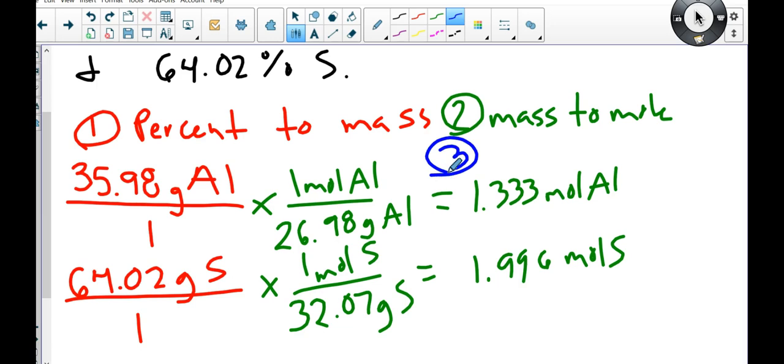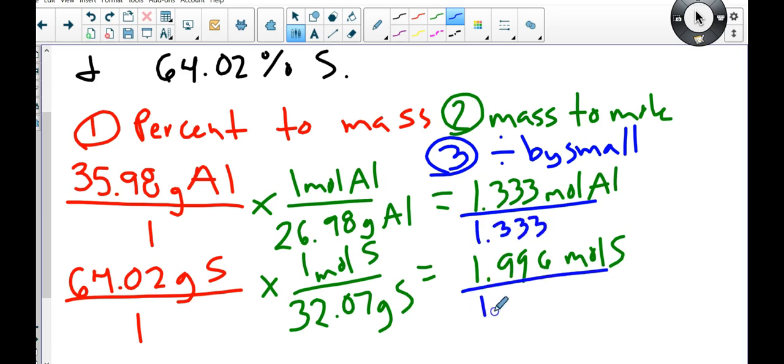What's the next line? Percent to mass, mass to mole. Divide by small. So, what's the smallest number, everybody? 1.33 or 1.99? 3. If you were to crack open the chemistry book without this little poem, this is some craziness.